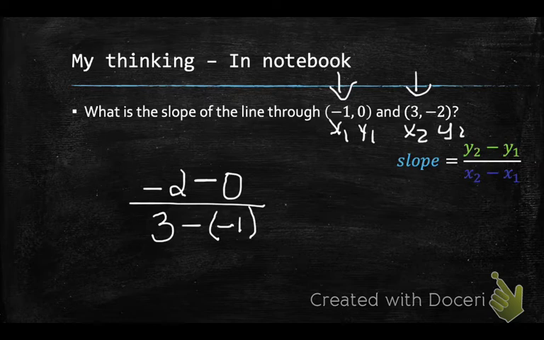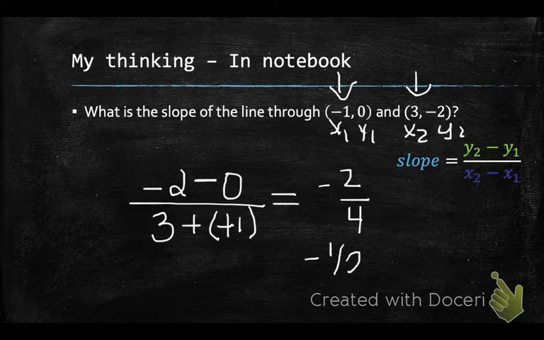So then we just simplify. -2 minus 0 is -2. 3 minus -1 is like 3 plus 1, so that's 4. So my slope is -2 over 4, which is equivalent to -1/2. When we're dealing with slope, it is kind of important that we simplify. I won't necessarily count you wrong if you don't simplify, but work on simplifying when it comes to slope.